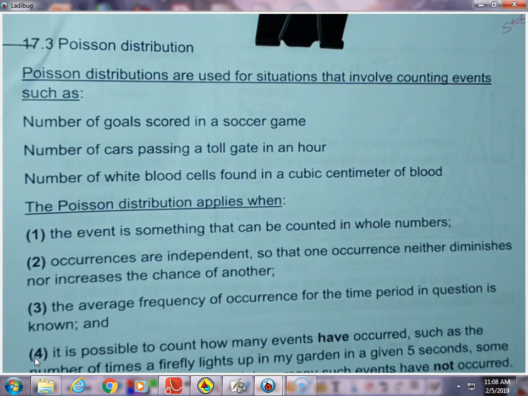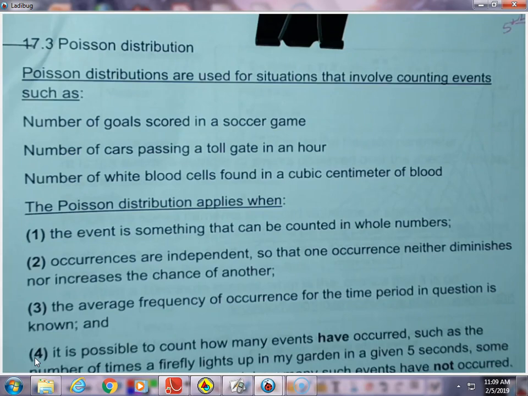Other things that have to be true. So number one, we've already kind of said, the event is something that can be counted in whole numbers. The occurrences are independent, so that one occurrence neither diminishes nor increases the chance of another. The average frequency of occurrence for the time period in question is known. So basically you have to know, on average, the team scores 5 goals a game. So you need to know how many they score and in what interval. Okay, so number of cars passing a toll gate in an hour is fine. If you know it for 15 minutes, it's fine, because then you can just multiply it times 4 for whatever your scenario is. So that's the only parameter that you have to use in Poisson distribution is the average.